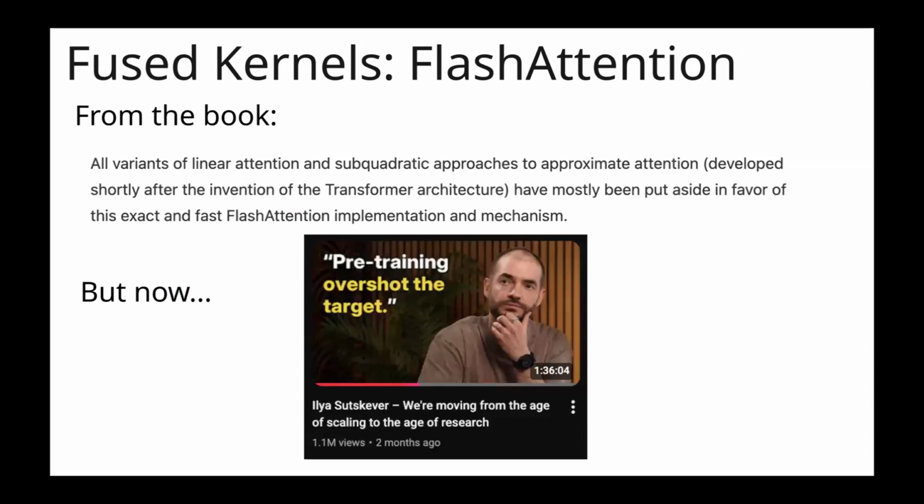In the book, at the very end of this chapter on Flash Attention, it reads: all variants of linear attention and subquadratic approaches to approximate attention developed shortly after the invention of the transformer architecture have mostly been put aside in favor of the exact and fast flash attention implementation and mechanism. For some time that was true, but I believe right now, as Ilya Sutskever put it recently, we are moving towards the age of research. And I believe there will be many more changes in how we compute attention.